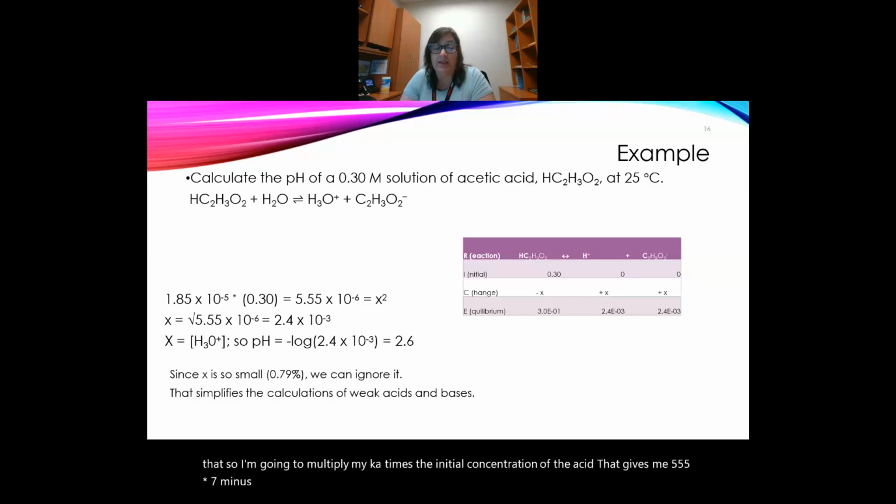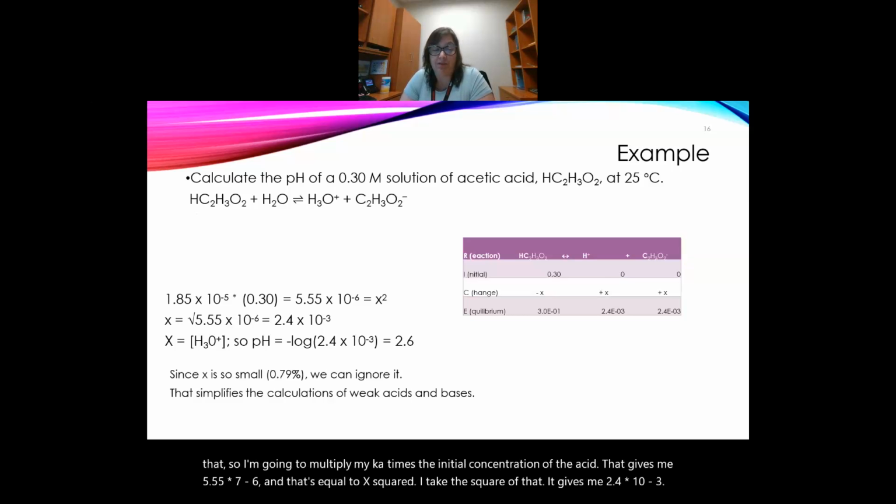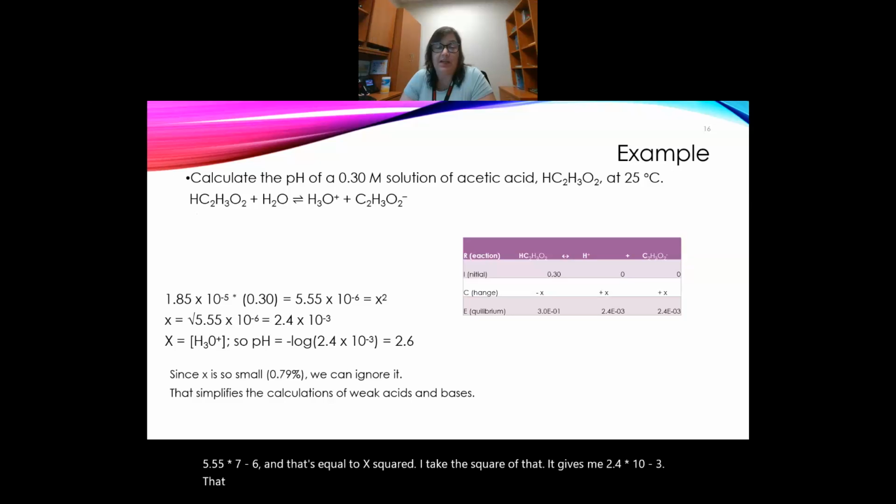I take the square root of that. That gives me 2.4 times 10 to the minus 3. That is the concentration of H plus, H3O plus. So my pH is the negative log of that value, which gives me a value of 2.6.